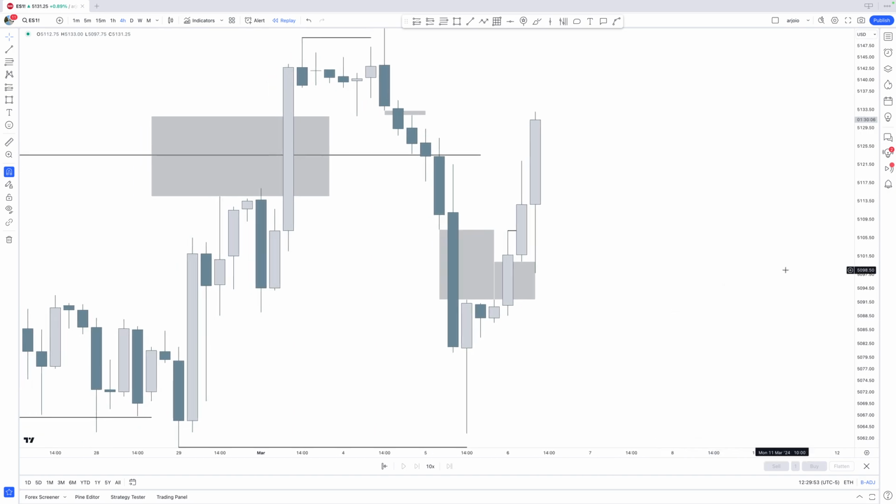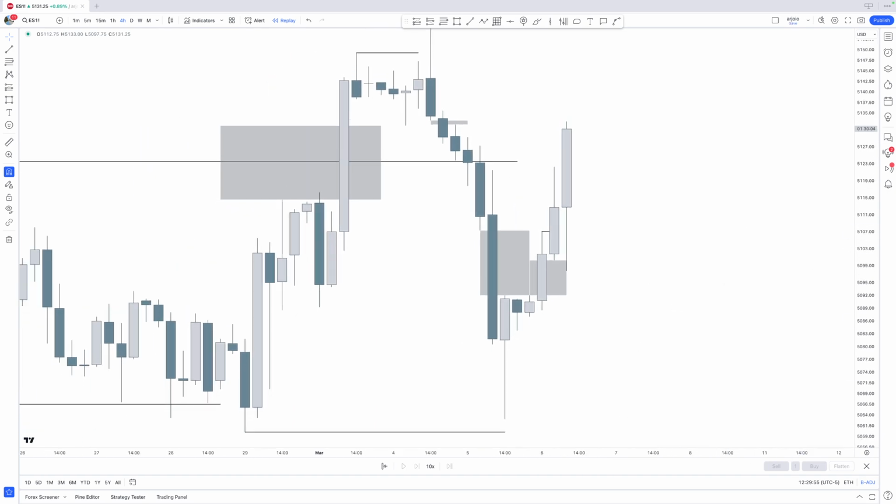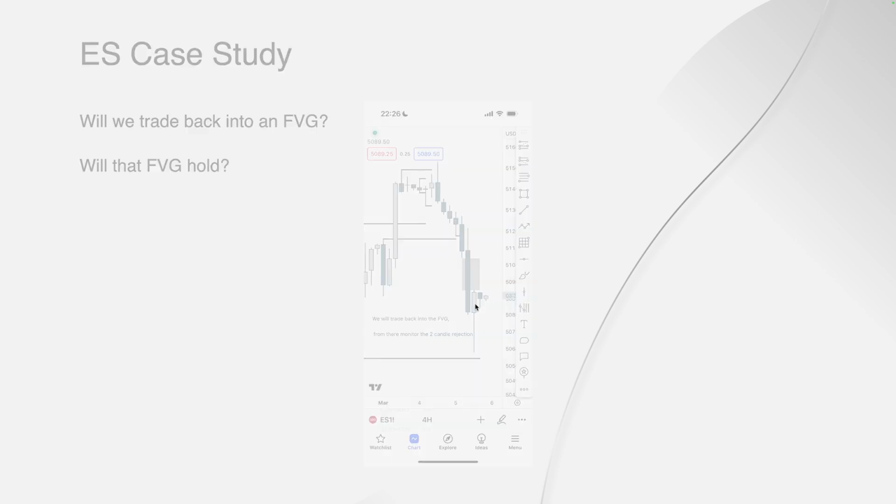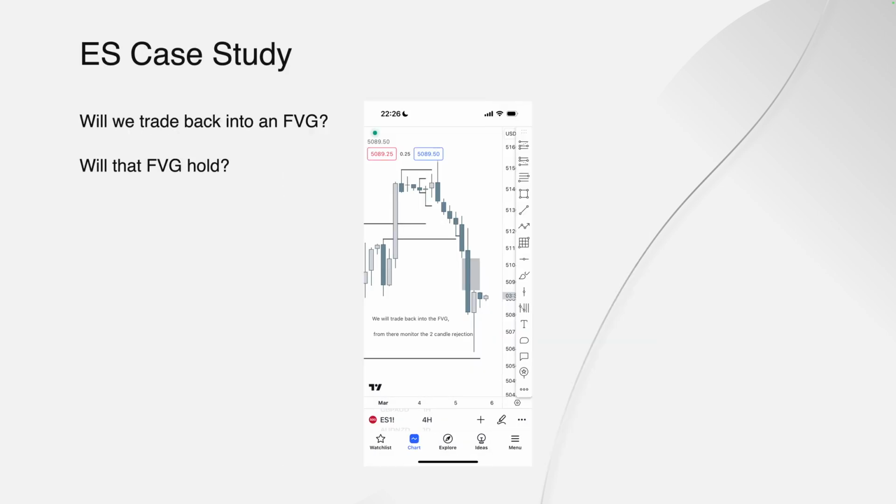So the next thing right here that I want to go over is the next case study. And the next case study is then understanding. Let's actually first answer these questions right here. Will we trade back into an FVG? You can understand that now by the third candle that gets created. What is that third candle doing right there? The third candle of a fair value gap, what is that doing? Is that disrespecting something? Is it respecting something? That is very important.